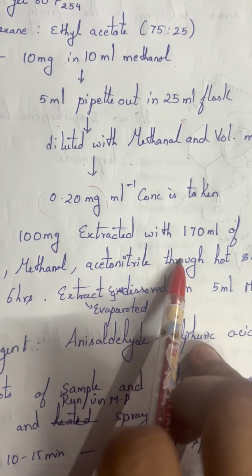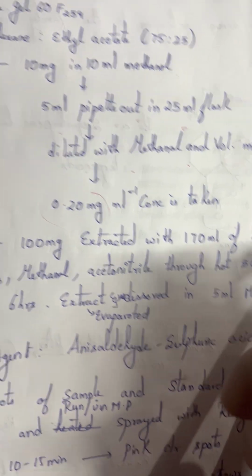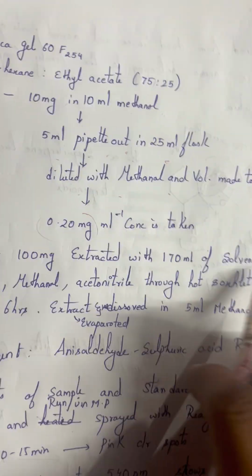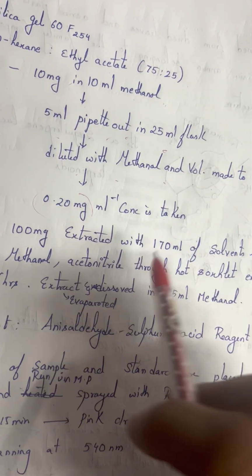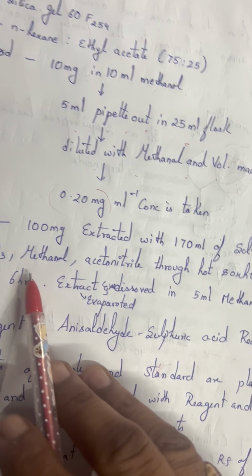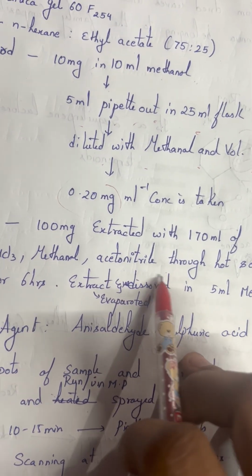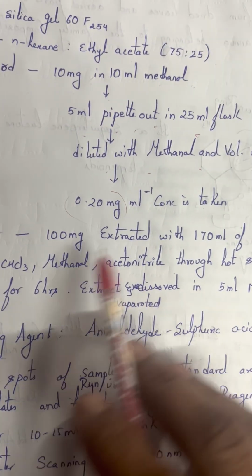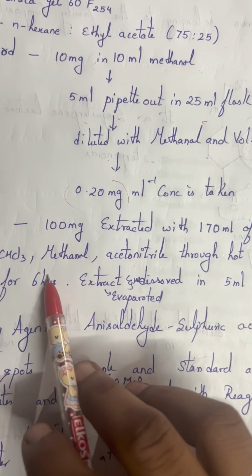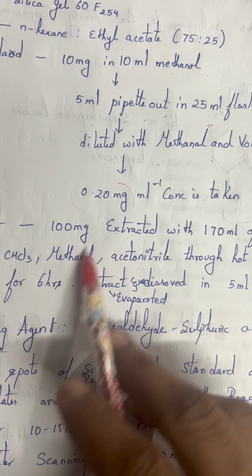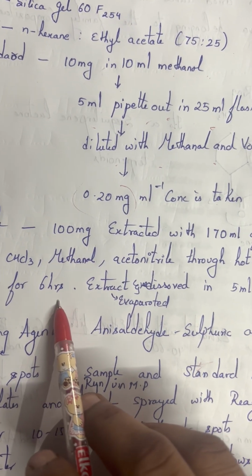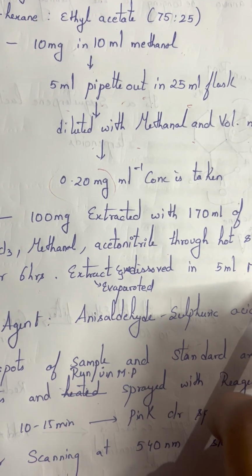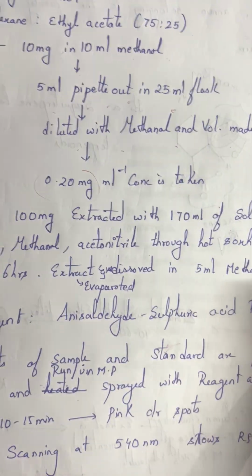100 mg extracted with 170 ml of solvents. So we take 100 mg of powdered drug, and various solvents like hexane, toluene, chloroform, methanol, acetonitrile, any solvent system you can take, through the hot Soxhlet extraction method. It has to be extracted for 6 hours. Firstly, the whole sample should be extracted for 6 hours. Then the extract should be evaporated and dissolved in 5 ml methanol.